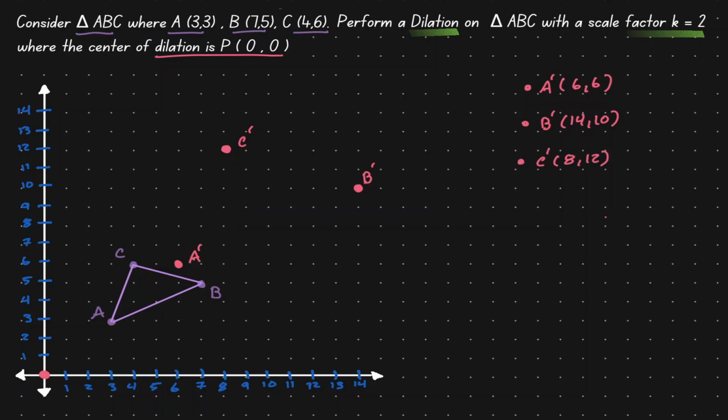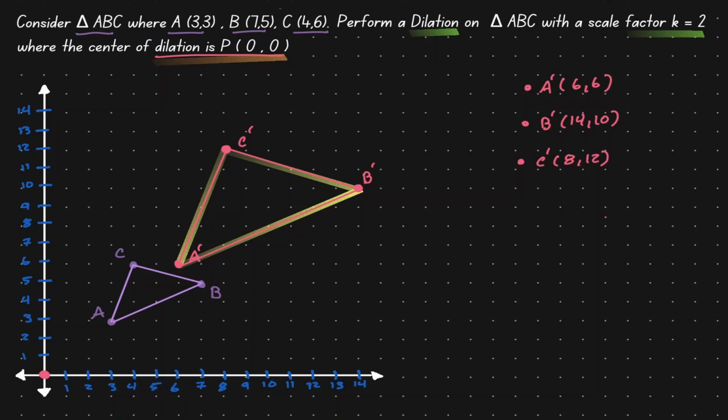Let's clean this up. Now let's define our new triangle, A prime, B prime, C prime. Then we are done, because this new triangle that we have defined as A prime, B prime, C prime is what we wanted to find. It is the triangle that is created when we perform a dilation at the origin 0, 0 with a scale factor of 2.